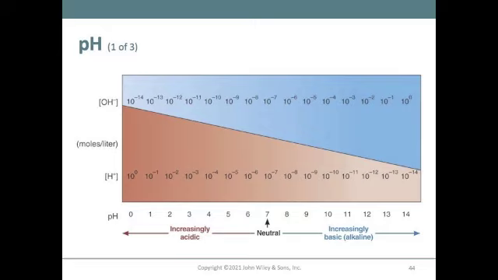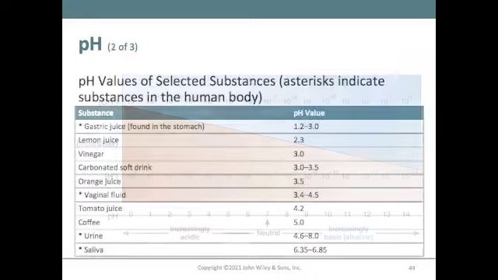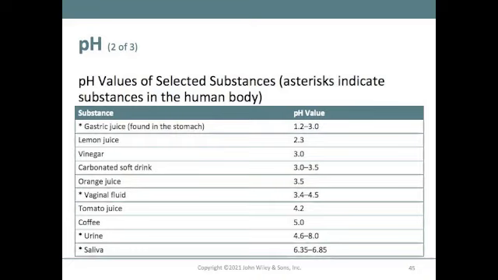So, a solution that has more hydrogen ions than hydroxide ions is considered an acidic solution, and that will have a pH below 7. And on the other hand, a solution that has more hydroxide ions than hydrogen ions is considered a basic solution, and that will have a pH above 7. And that brings us to page 44, table 2.4, and this shows the pH values of selected substances. So I will leave you to review this table on your own time.